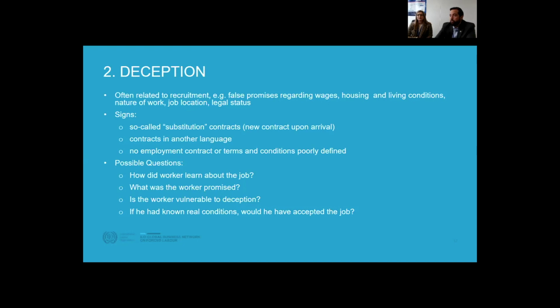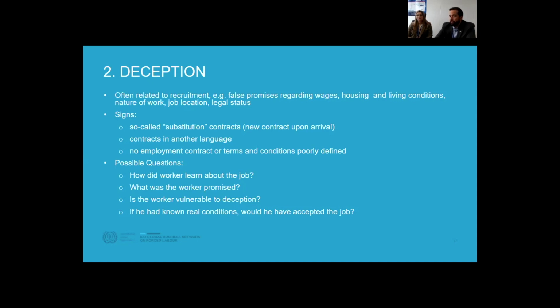Some signs we need to attend to are the so-called substitution contracts. When the worker arrives, there is a new contract. Even contracts in another language, making it difficult for the worker to understand the terms, and no employment contracts, even just a verbal contract, which makes it difficult for the worker to prove what conditions were agreed.